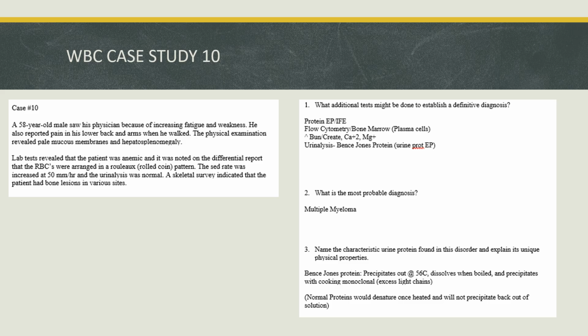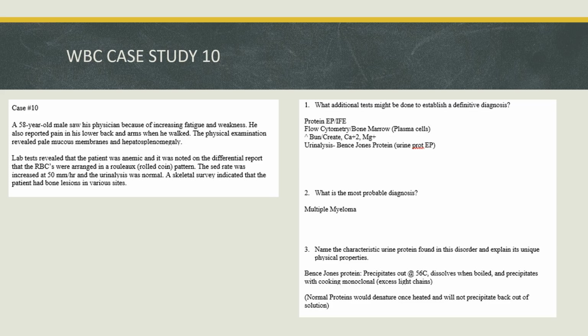Another big clue would be a protein electrophoresis, and we would be looking for that M spike in the gamma region of the gel. And if we were to see that gamma region M spike, we might reflex into an immunofixation electrophoresis to tell us what kind of monoclonal gammopathies are present.